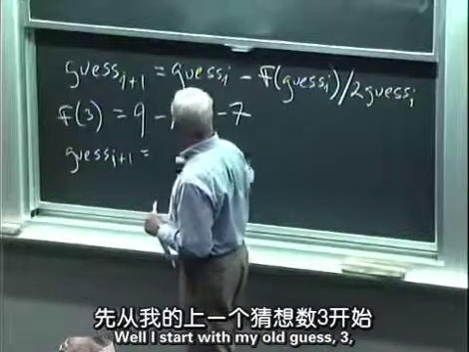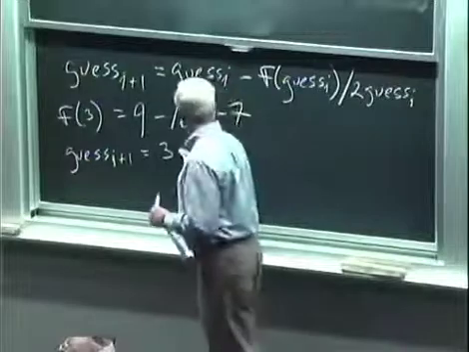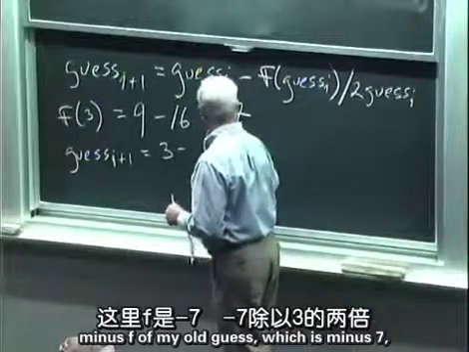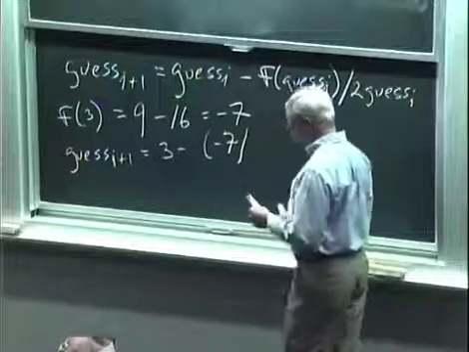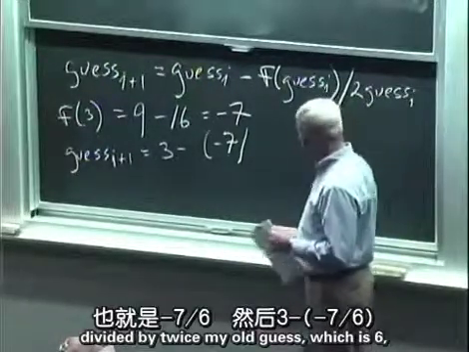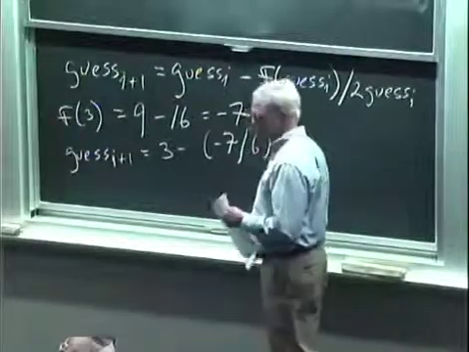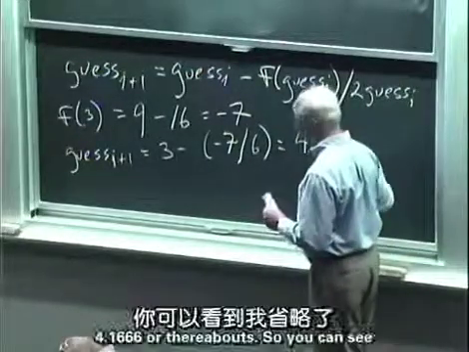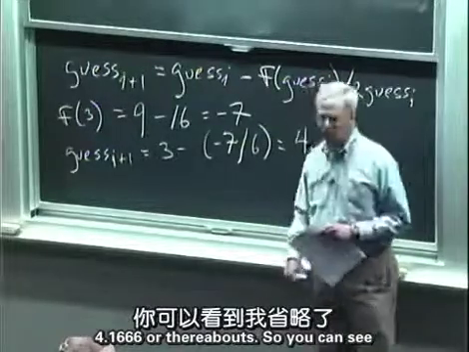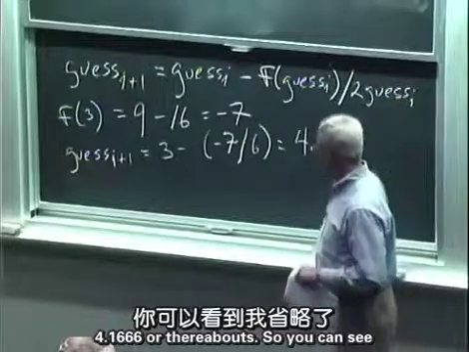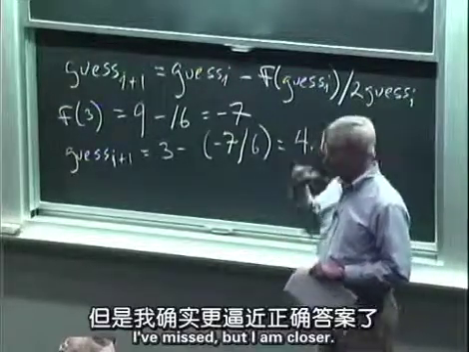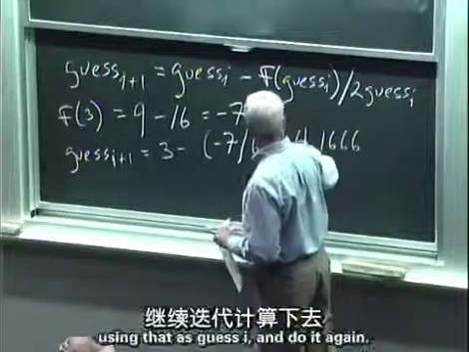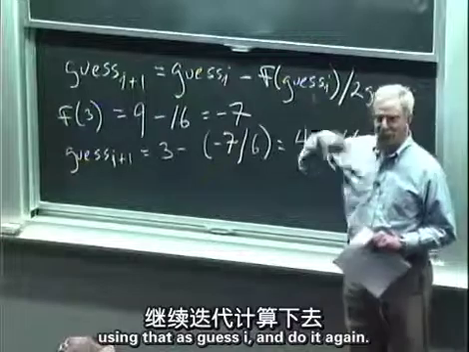Well, I start with my old guess, 3, minus f of my old guess, which is minus 7, divided by twice my old guess, which is 6, minus a minus. And I get, as my new guess, 4.1666, thereabouts. So you can see I've missed, but I am closer. And then I would reiterate this process using that as guess I and do it again.